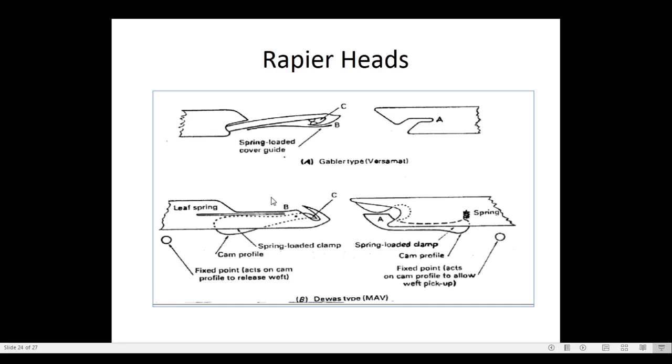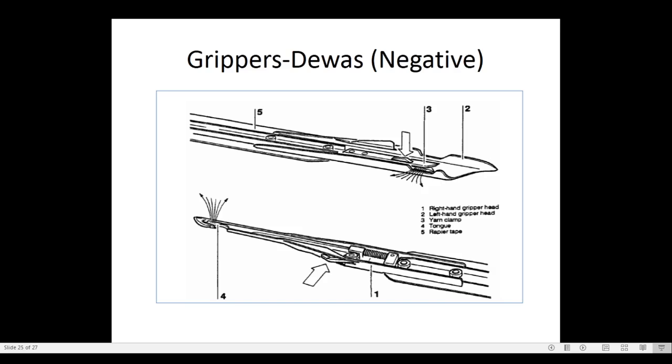So these are the conventional heads of Dewas and Gabler. Mostly we'll be concentrating on the Dewas system. These were the conventional rapier heads, and in these, development has taken place. So we will see the developments in the rapier heads. Here we can see this is the Dewas type. Dewas type means tip to tip transfer, but the rapier is negative.